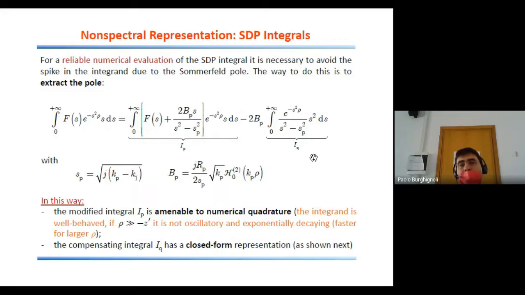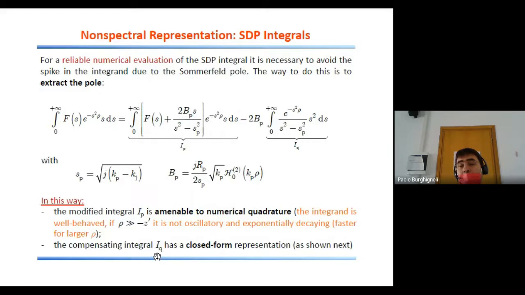So what we need to do, and this is the standard treatment of pole singularities in the asymptotic analysis, is to add and re-subtract a suitable term so that the modified integral I sub p is now more amenable to be numerically evaluated, because now the integrand is well behaved, it does not oscillate anymore, it decays exponentially, and it does so faster and faster for larger values of rho. So if you have the observation point that is very far from the source, the situation is numerically even more favorable, because the integrand will decay very rapidly.